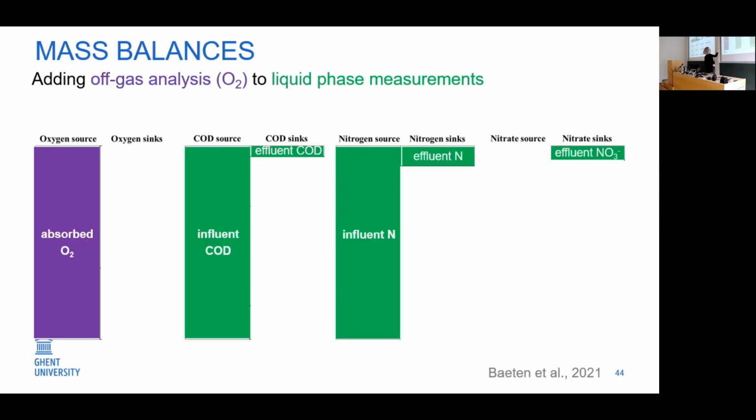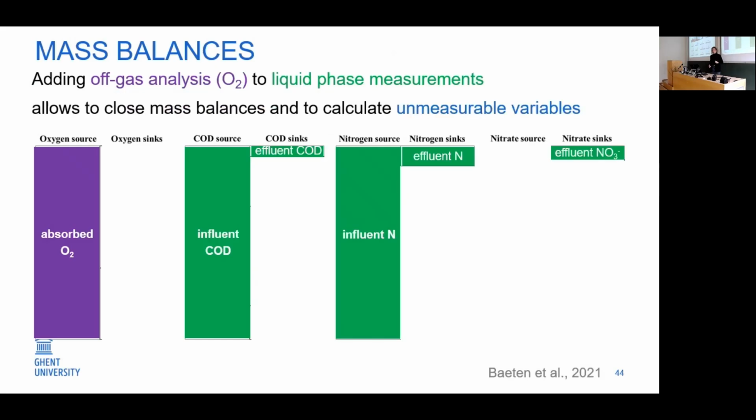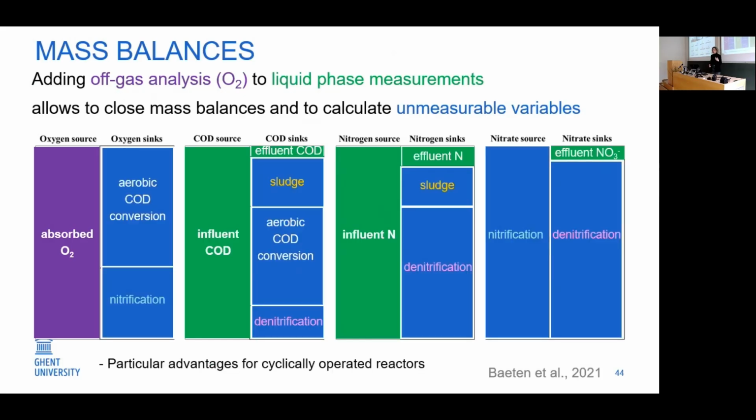So let's do some off-gas analysis and measure, for instance, oxygen. Let's also make some typical liquid phase measurements, quantifying the influent organic carbon, influent nitrogen. Then we make some mass balances. Well, this will allow us to close those balances, and we can calculate variables that we actually cannot measure. Such as the amount of oxygen that is used for organic carbon conversion and the amount of oxygen which is used for nitrification.